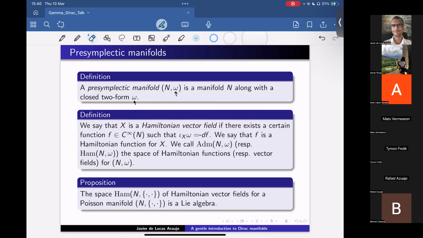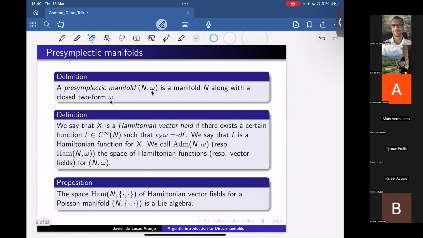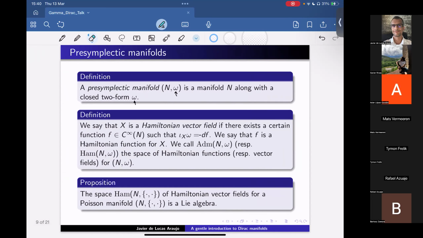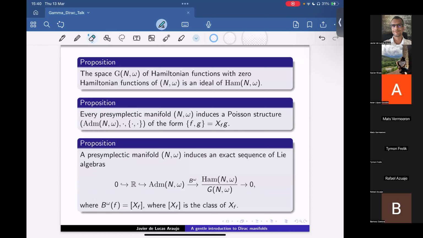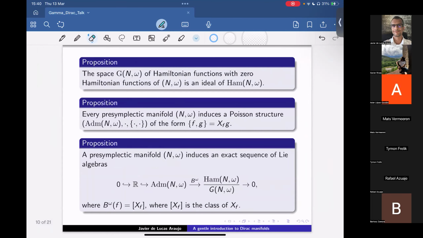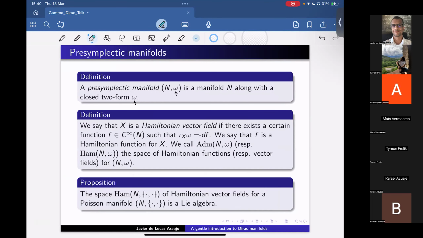So you can repeat everything you had previously. You can define Hamiltonian vector fields, the space of Hamiltonian vector fields, the Lie algebra. You can define, again, a Poisson bracket, but the difference here is that when you have a presymplectic form omega, the rank is not all the space. This mapping in the presymplectic case from Tn to T star n is not an isomorphism.